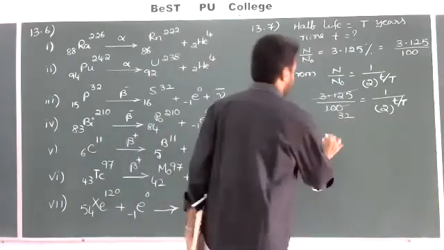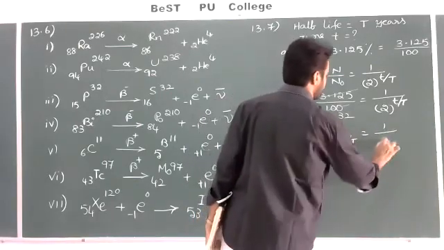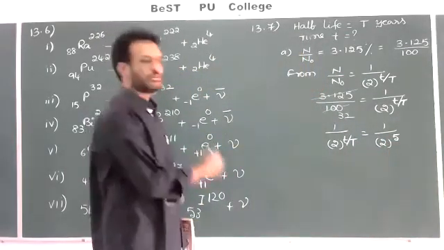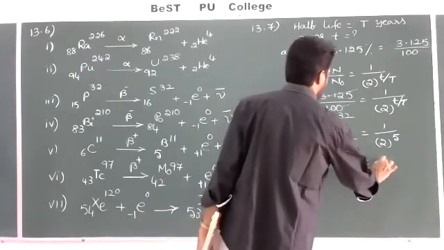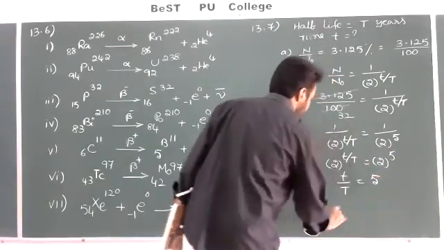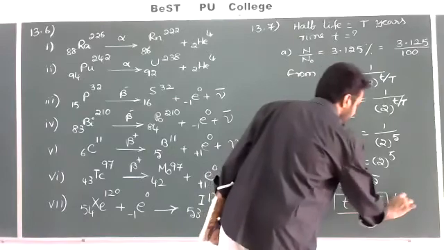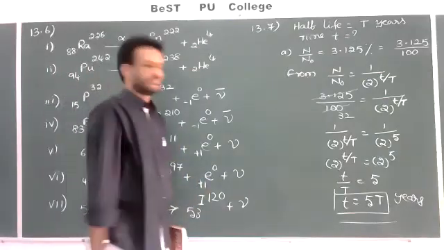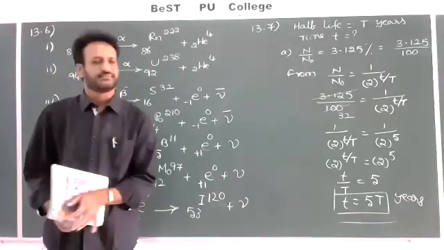So write 1 by 2 to the power of small t by capital T is equal to 1 by 2 to the power of 5. If you take the reciprocal on both sides, we get 2 to the power of small t by capital T is equal to 2 to the power of 5, so small t by capital T is equal to 5, or small t is equal to 5T. That's your answer, 5 times the half-life. So here I am comparing the powers on both sides.